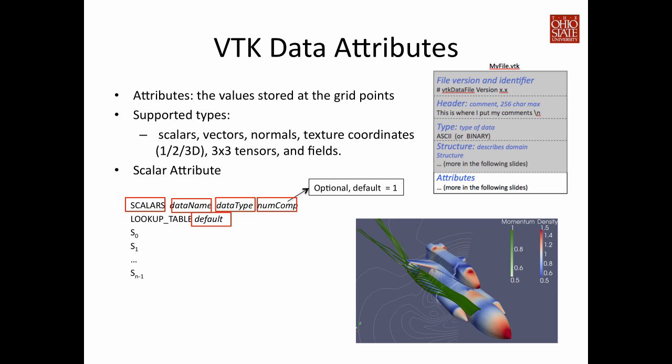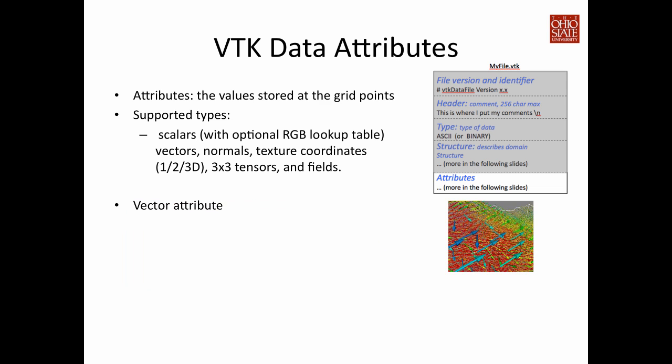VTK also allows you to specify a color lookup table to go with the scalar attribute, which will allow one to map the scalars to colors when generating visualization. This lookup table is optional. If you do not have your own color table, just write default. After the necessary header information, scalar values of the specified type should follow.